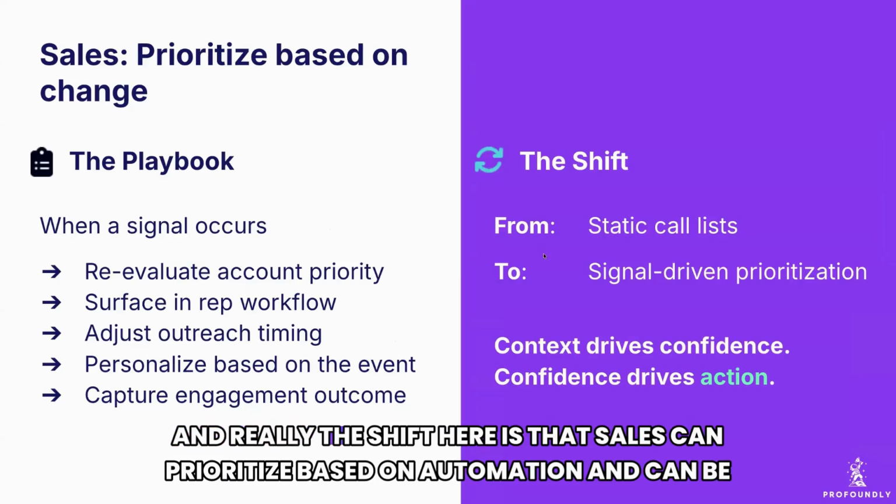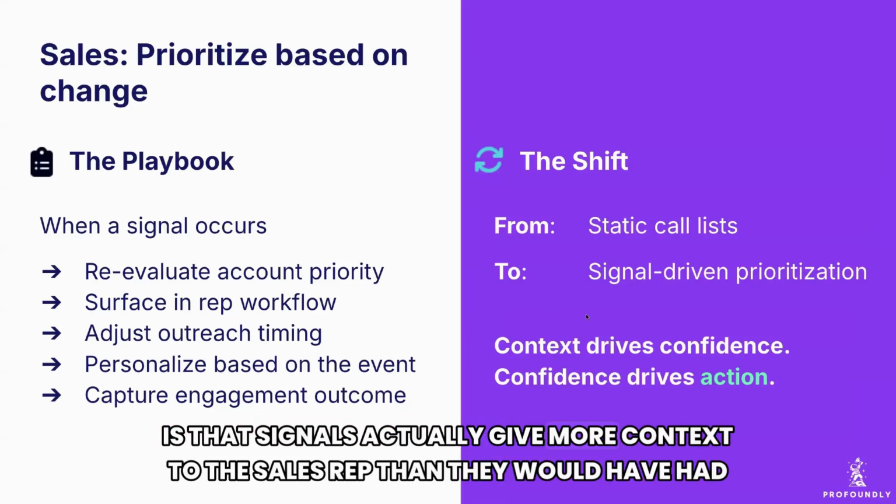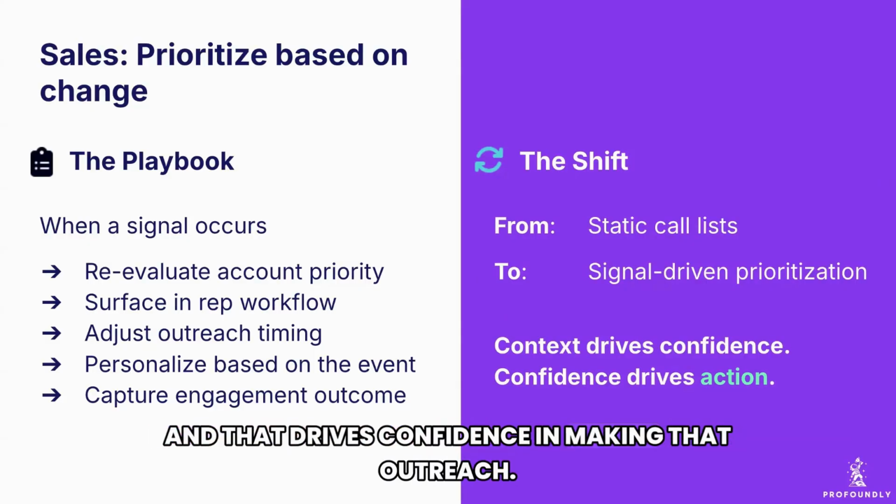You can surface signals in workflows, adjust timing, and personalize based on the context included in the signal that you have. And really the shift here is that sales can prioritize based on automation and can be more efficient with their time. But the subcontext is that signals actually give more context to the sales rep than they would have had before with just the name of a company on a list. And that drives confidence in making that outreach.